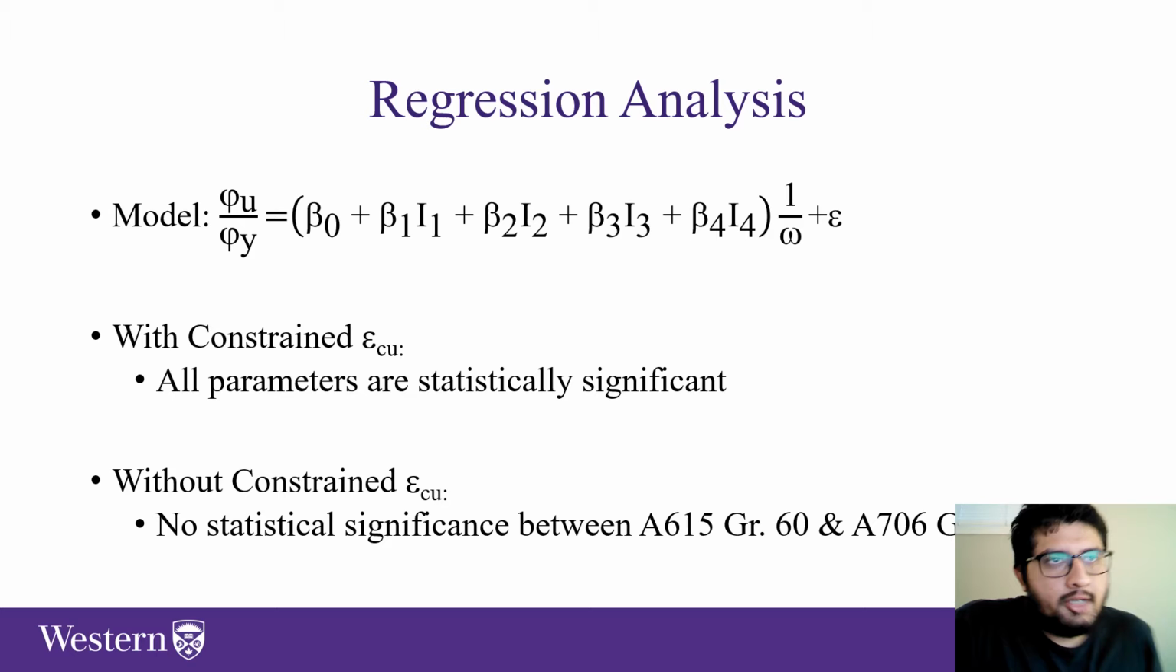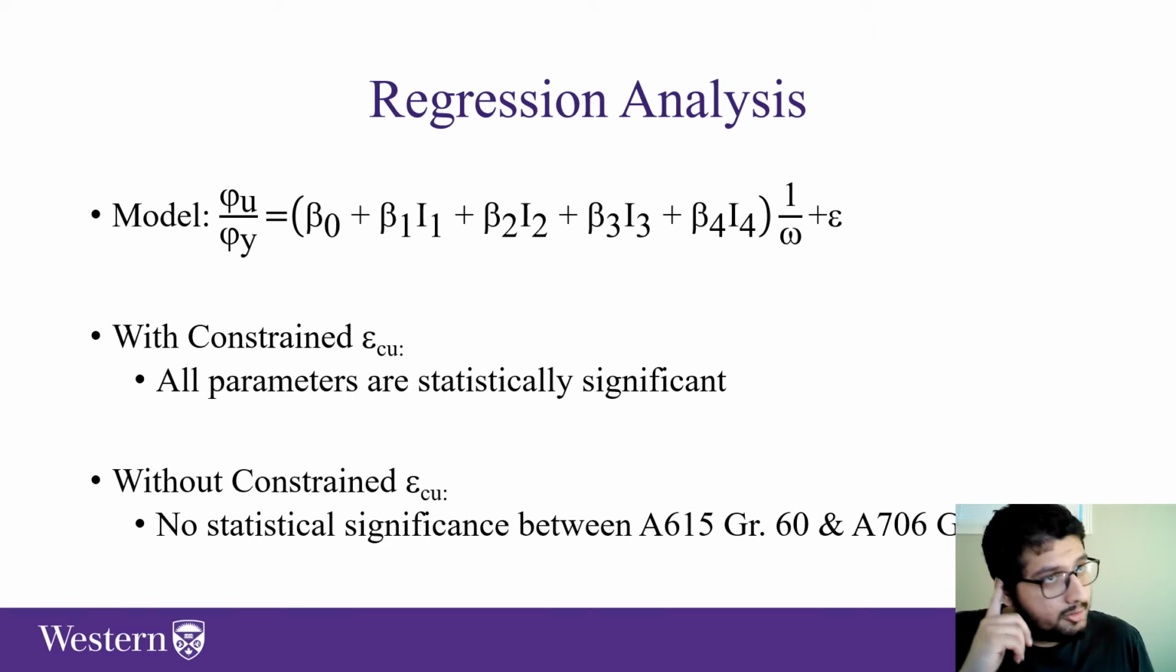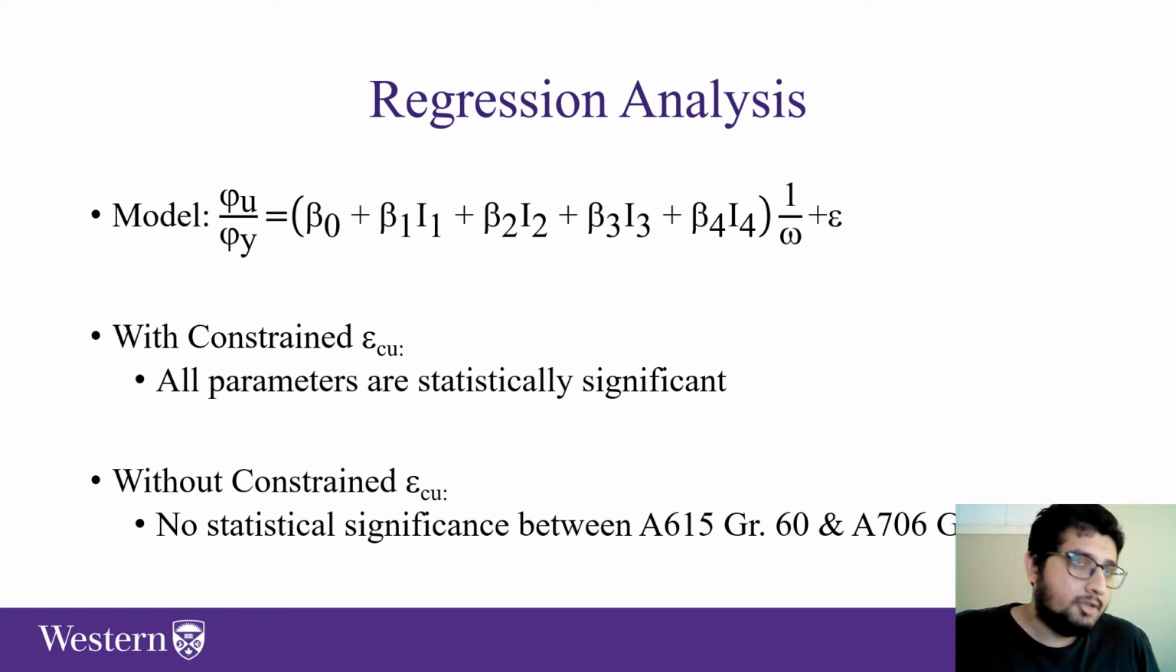So a regression analysis was performed using the data from the previous figures, and a model was fitted to determine the line of best fit. So this is the model shown, where beta sub 0 is the estimate for A615 grade 60 steel, beta sub 1 is for A706 grade 60, beta sub 2 for A706 grade 80, beta sub 3 for A615 grade 100, and beta sub 4 is the estimate for A1035 grade 100.